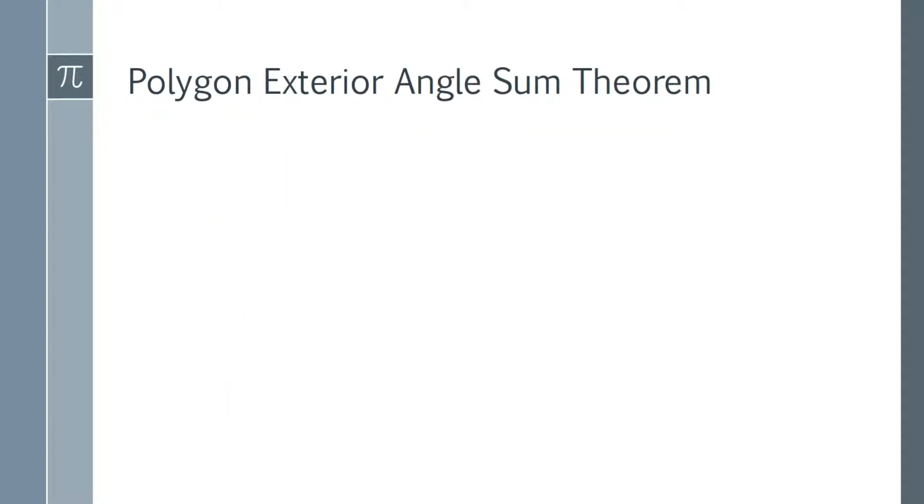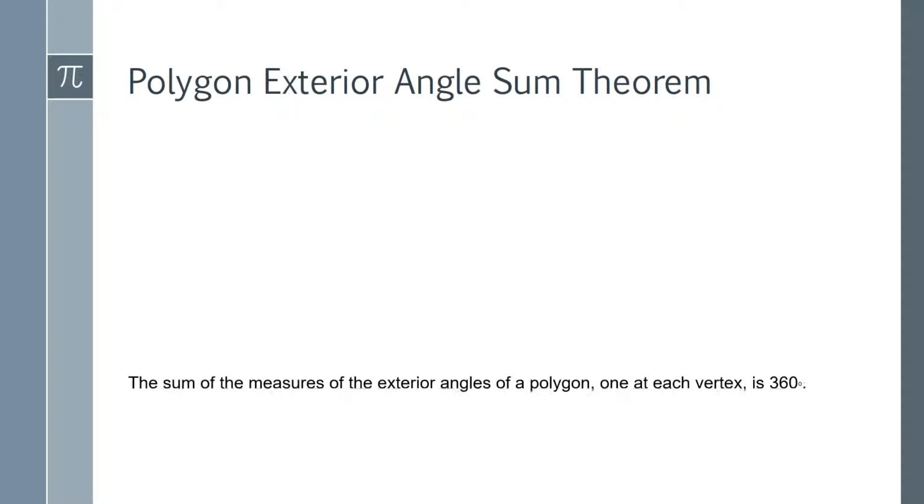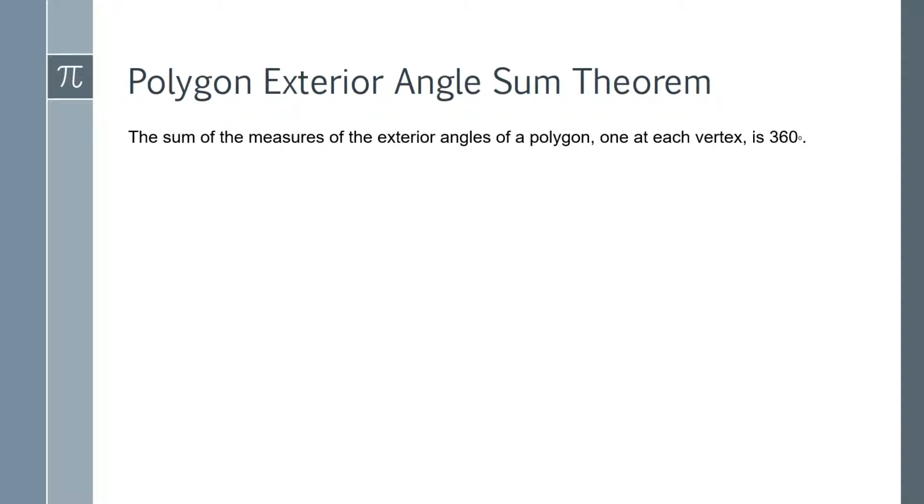So let's take a look at the exterior angle sum theorem. So we're talking about the exterior angles. So the sum of the measures of the exterior angles of any polygon. Make sure you write that word down, of any polygon. One at each vertex is 360 degrees. So here's a pentagon. So the pentagon has 5 sides. So if we were to extend each side of this pentagon, we'll get one angle at each vertex. And those are the exterior angles that we're talking about.